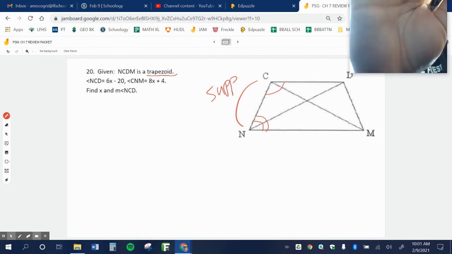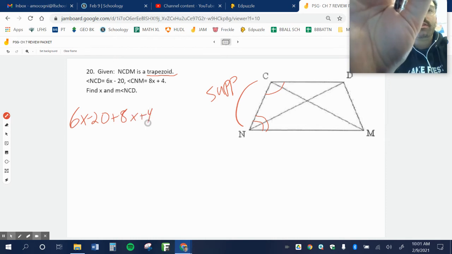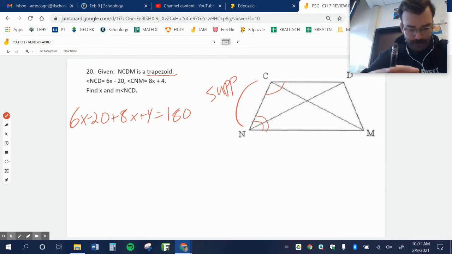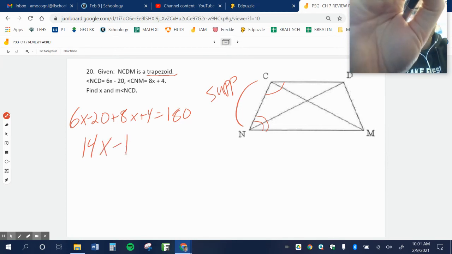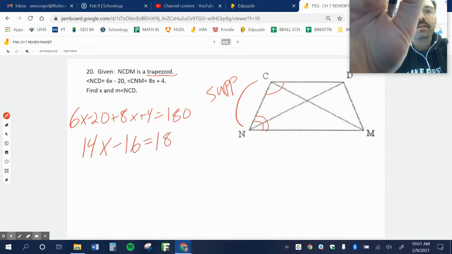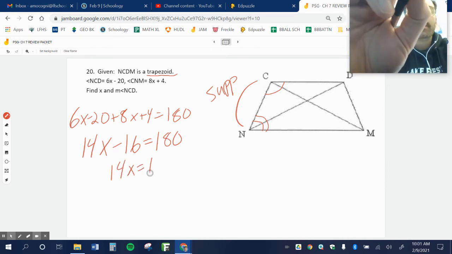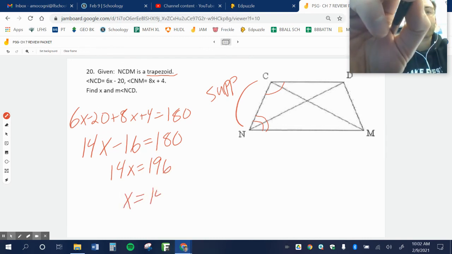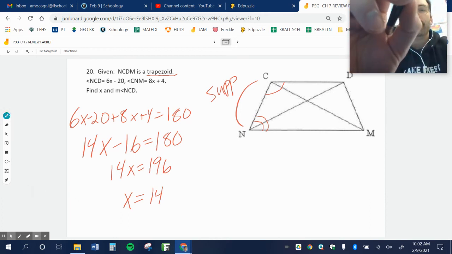If they're supplementary, then I can take 6x minus 20 plus 8x plus 4 and set it equal to 180. I should have 14x minus 16 equals 180. So 14x equals 196. And 196 divided by 14 is just 14. 14 squared is 196. All right, so I found x, that's done.